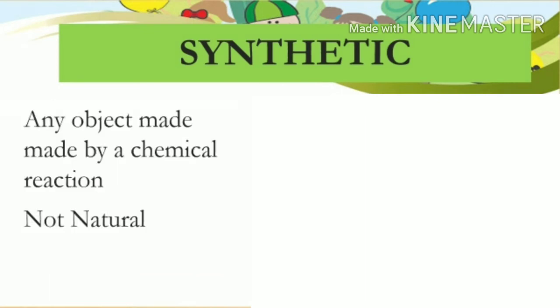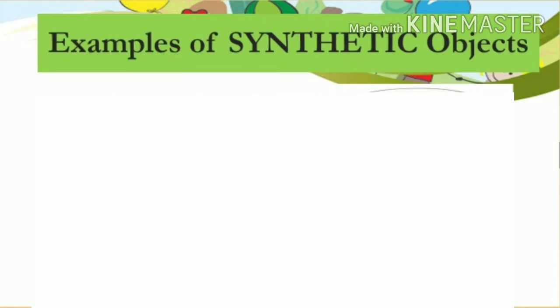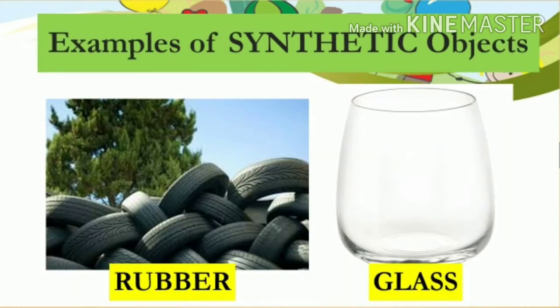Another property of material is synthetic. What is synthetic? Synthetic are any object made by chemical reactions. These are materials that are not natural or cannot be seen naturally in the environment. An example of synthetic materials are materials made from plastics. Other examples are rubber, glass, aluminum foil, and more.